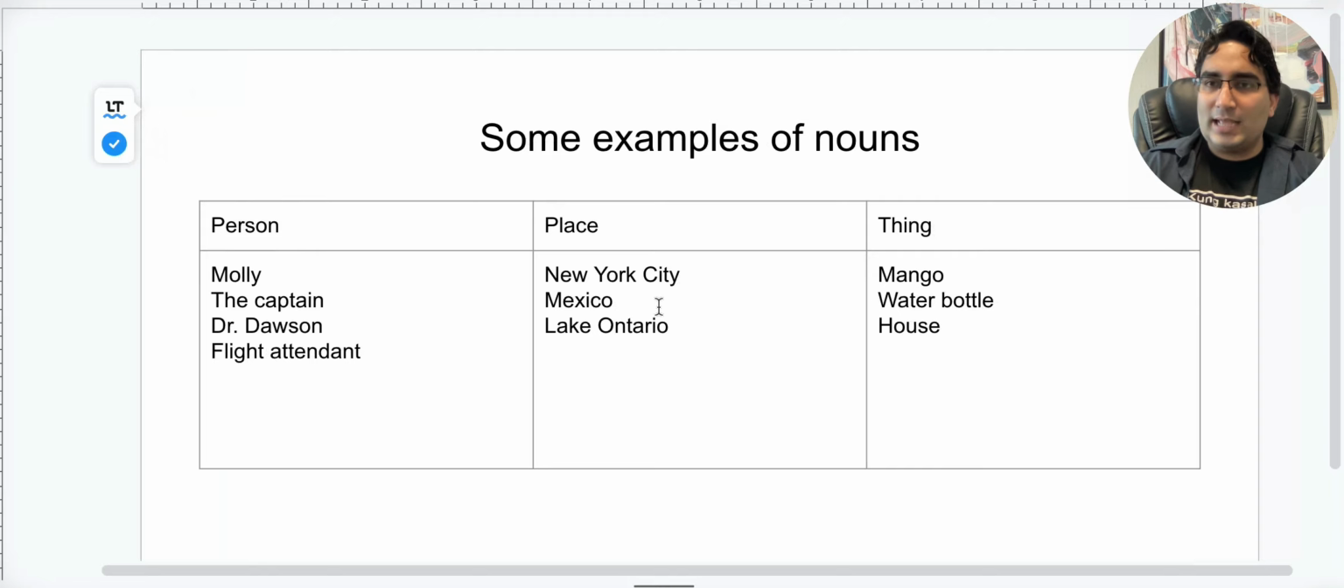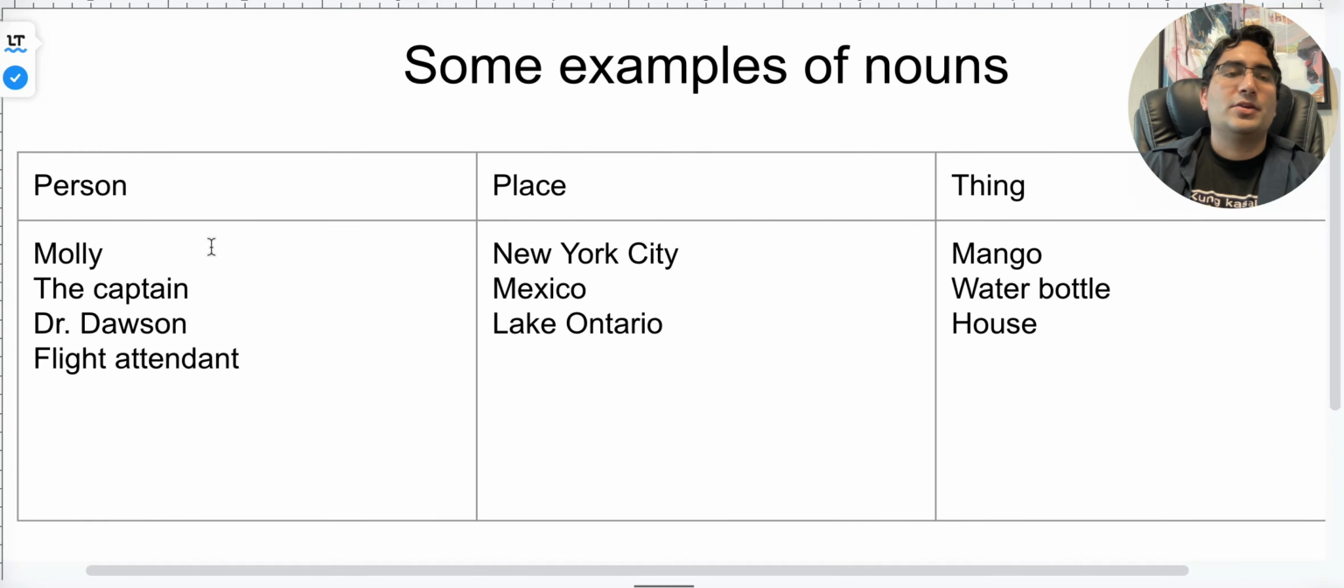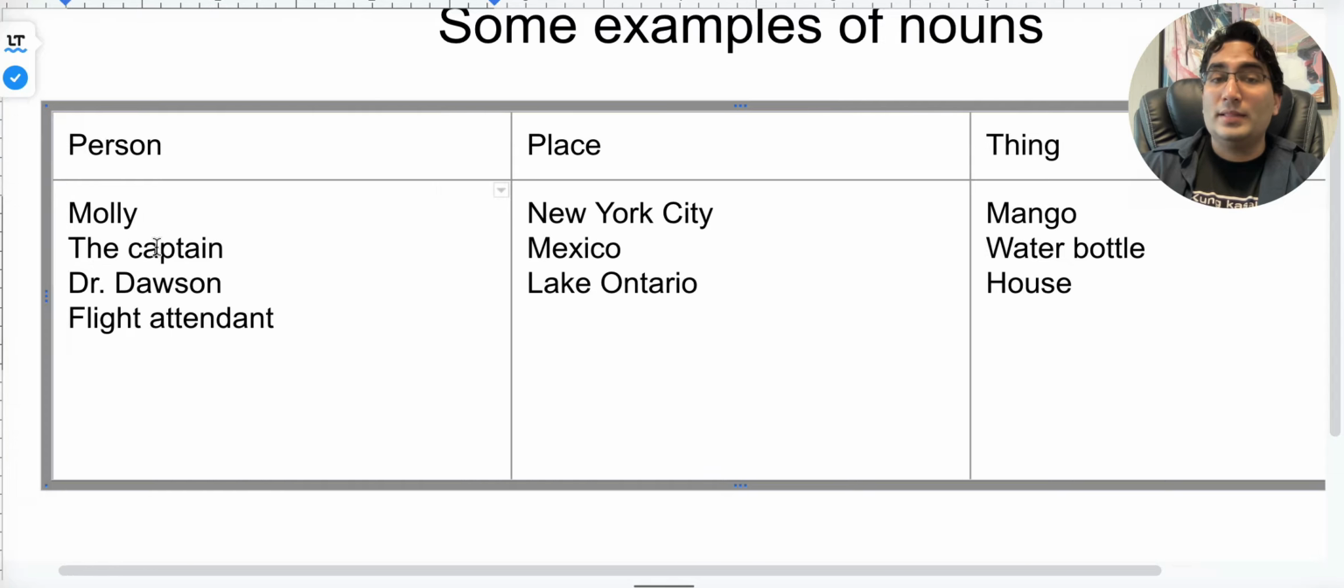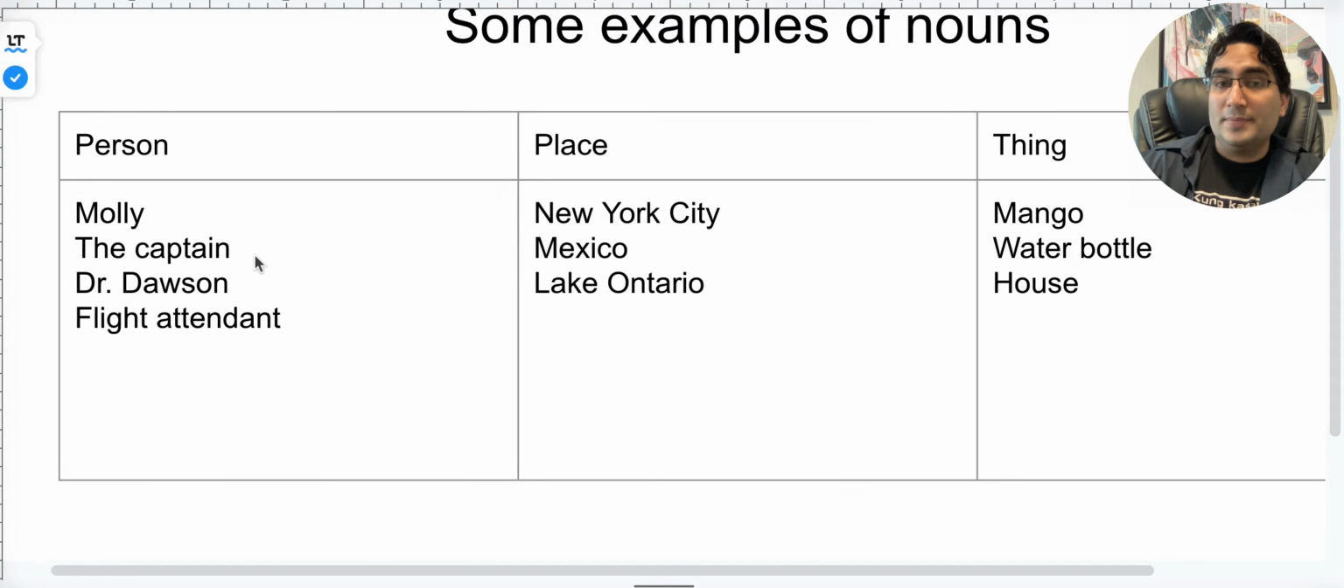Let's look at some examples now to further understand. When we talk about persons, it could be a name. For example, Molly is a person. That's a noun. It could be the captain. Now that is a title, but it is the title of a person. That's a noun as well. Dr. Dawson, it is the job title. Doctor, and then whoever, that's a noun, as well as your job title, flight attendant, teacher, doctor, anything. That also constitutes as a noun.